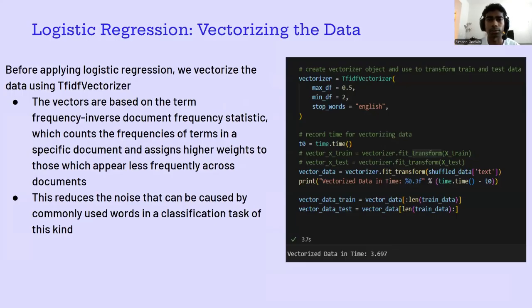To start off with the logistic regression approach, I vectorized the data using TF-IDF vectorizer, which we were familiar with from class. It basically assigns higher weights to terms that appear less frequently across all the documents. And this kind of reduces the noise that's caused by commonly appearing words in text data.